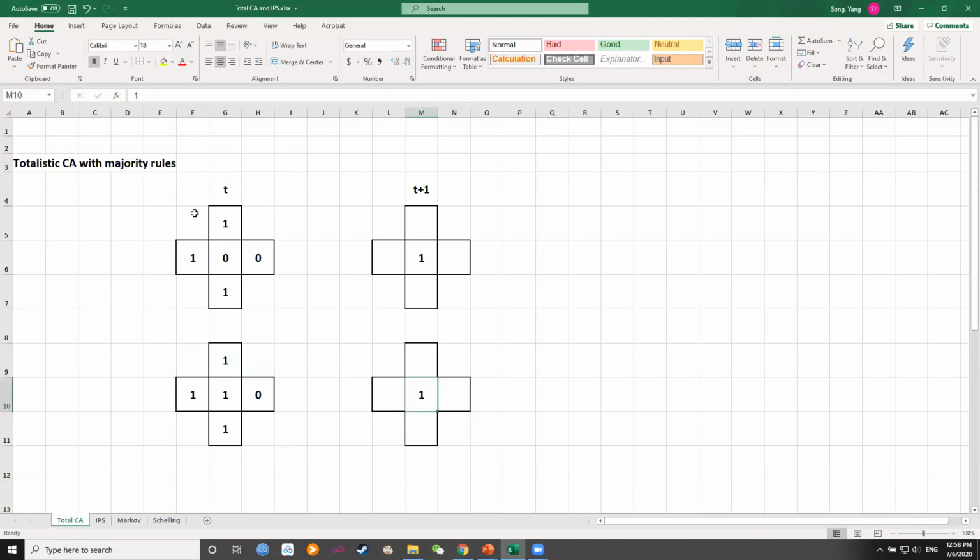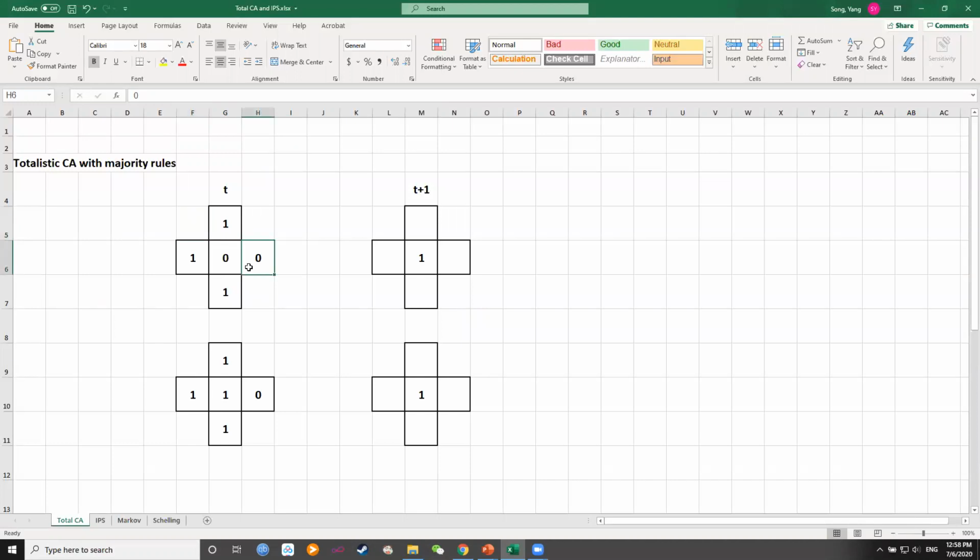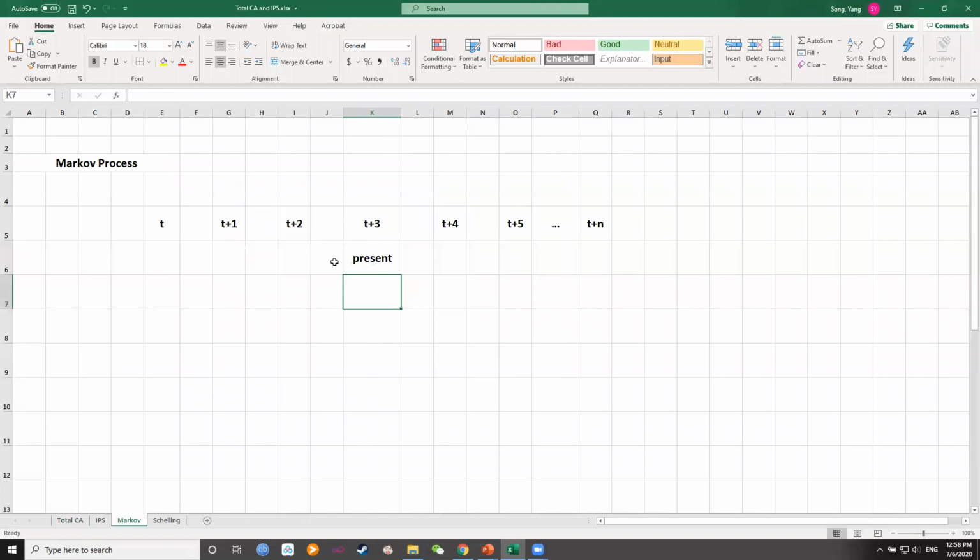Okay, so this is a review of total CA. Once the neighborhood states and its own state are decided, there is no randomness at t+1. The central cell state is decided. And what is a Markov process?